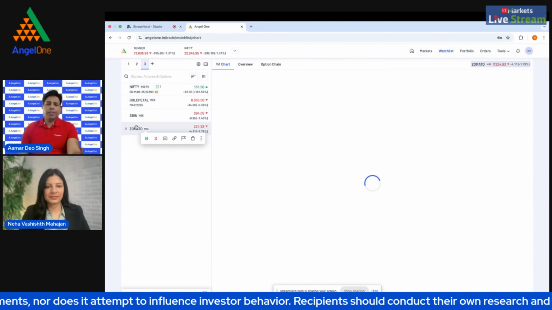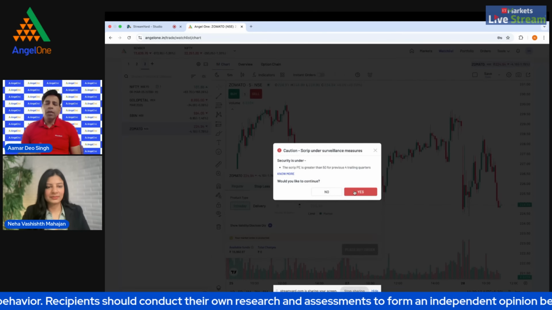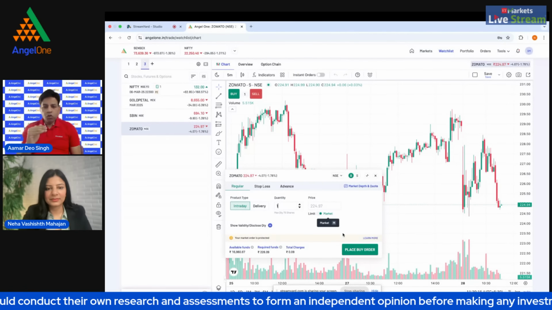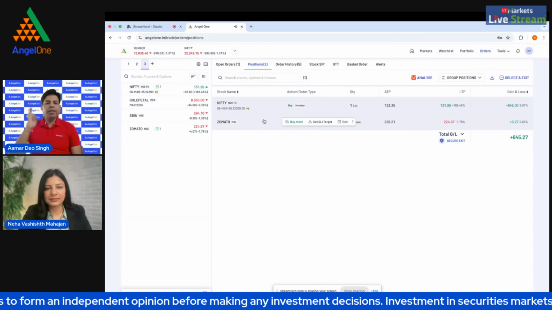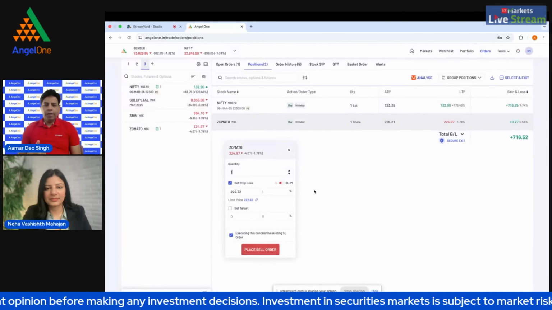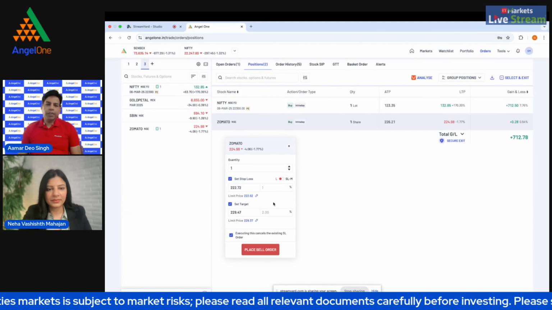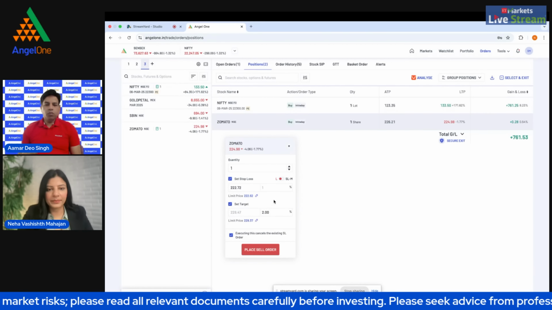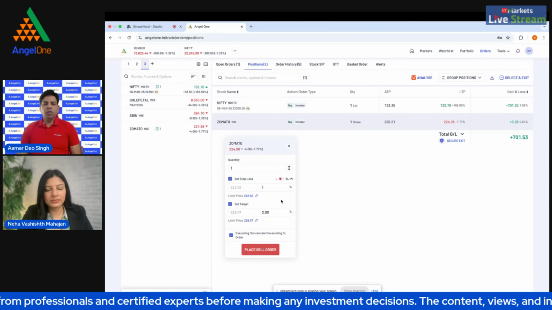So what happens here in set exit is you have the opportunity to set both your profit target and your stop loss. Here you can set both in terms of percentage. So if you say that you want a 1% stop loss and a 2% target, or you can also specify in quantity terms, and then you place the order.